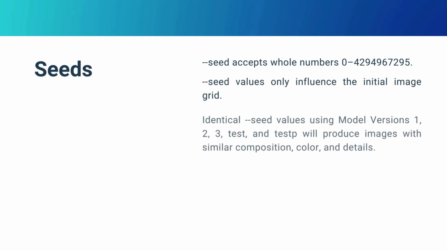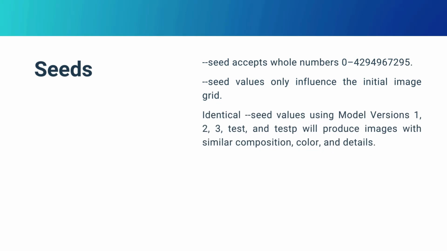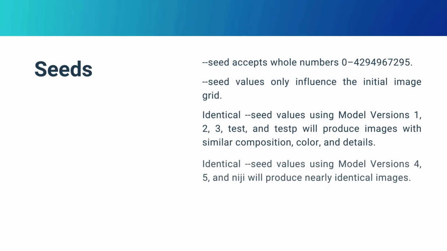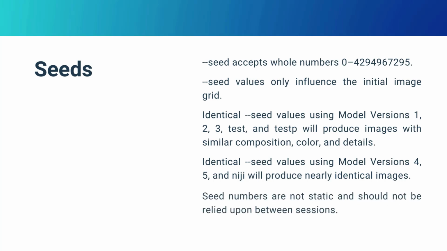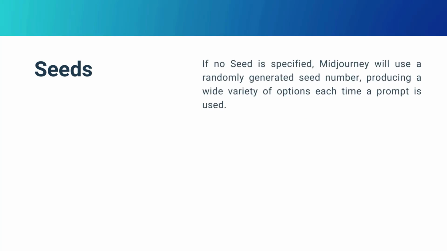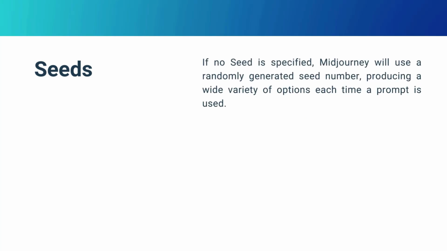Identical --seed values using model versions 1, 2, 3, test, and test P will produce images with similar composition, color, and details. Identical --seed values using model versions 4, 5, and Niji will produce nearly identical images. Seed numbers are not static and should not be relied upon between sessions. If no seed is specified, Midjourney will use a randomly generated seed number, producing a wide variety of options each time a prompt is used.